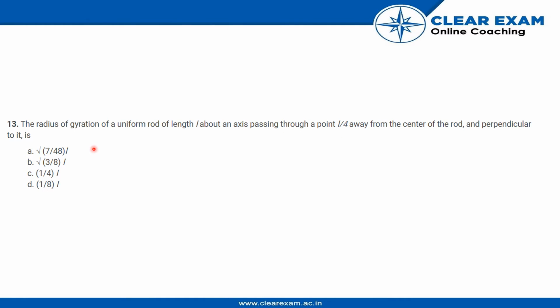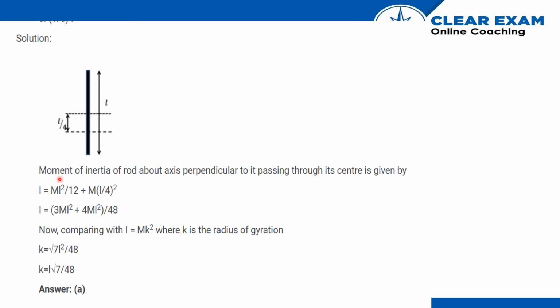To solve this question, first we'll find the moment of inertia around the axis passing through the center of the rod and perpendicular to it, right? So to find that, the moment of inertia is ML²/12 + M(L/4)². This is by the parallel axis theorem, right? So when we take the LCM on these two terms, we get I as 7ML²/48.